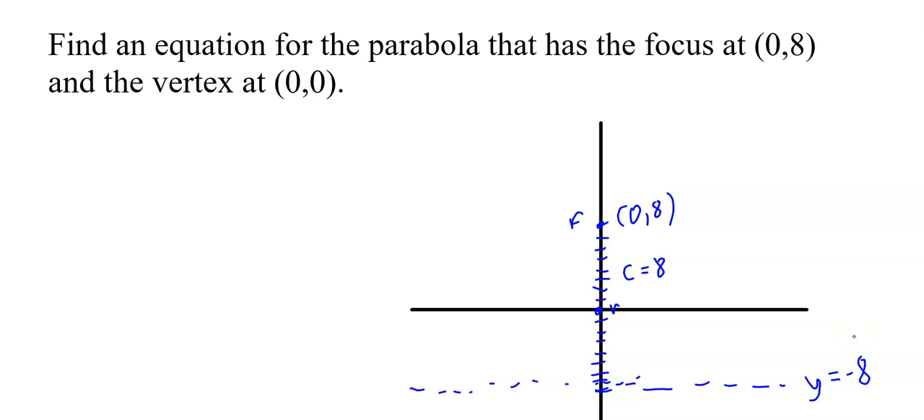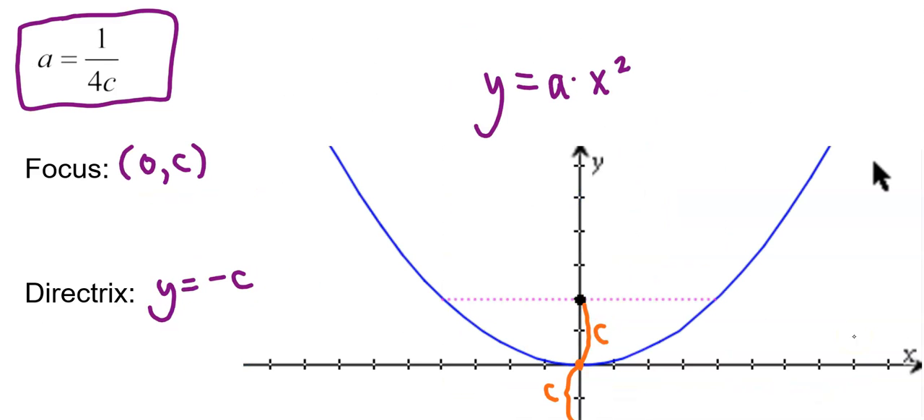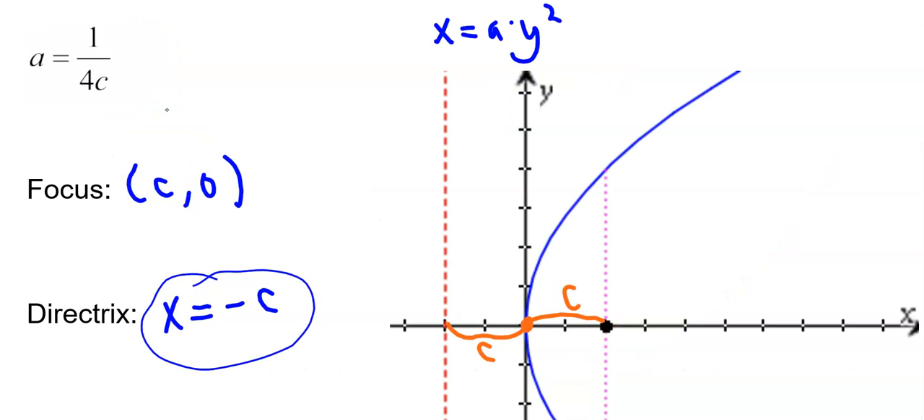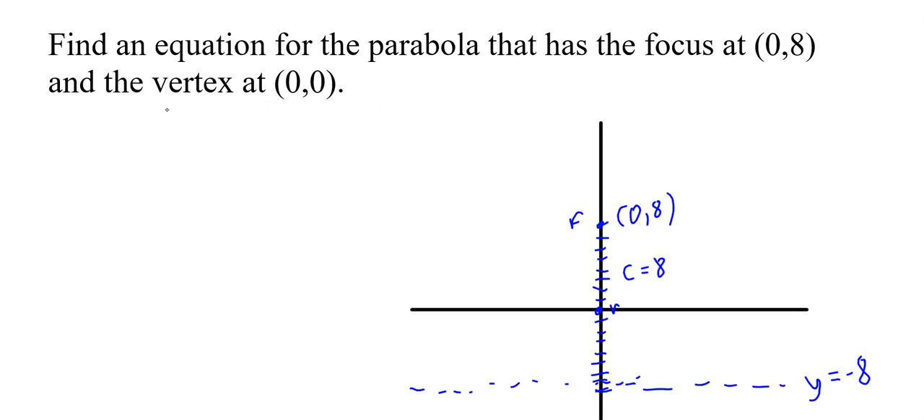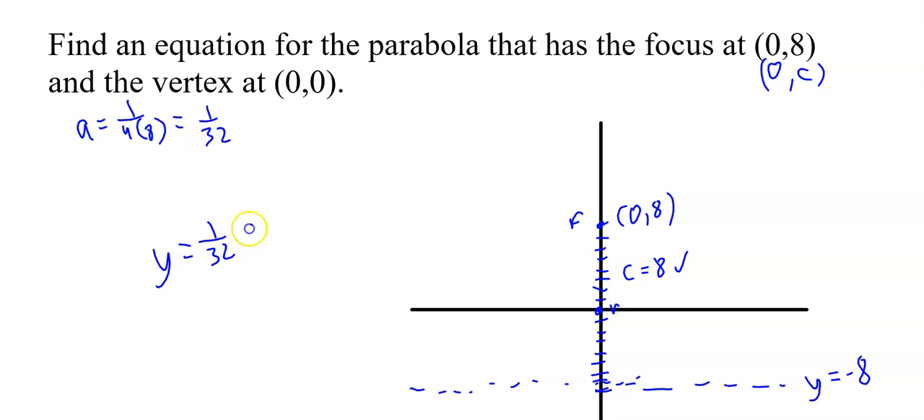Now, if you're a formula person, you would have gone to the right formulas, which are these. The focus is 0 comma c, so c must equal 8. It does, right? We knew that. Vertex was 0, 0. You could also do a equals 1 over 4c. So c is 8, so 4 times 8. So a is 1/32, and my equation is y equals 1/32 x squared. This is opening up, so it's a y equals parabola.